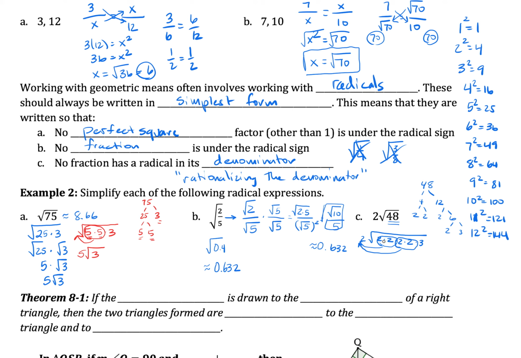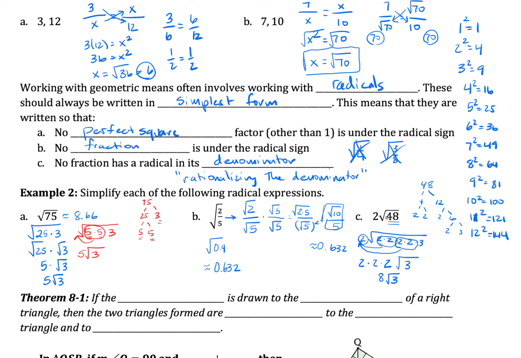Now what happens is each one of these pairs of 2's comes out as a single 2. So this pair of 2's comes out as a 2, this pair of 2's comes out as a 2, and I still have this 2 right here that was always outside my radical, so it's outside there too. And what I have left underneath there is the 3. So 2 times 2 times 2 is 8, and then I have times the square root of 3.